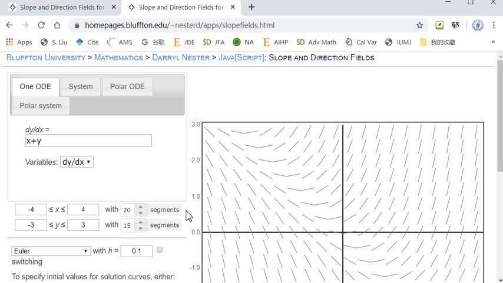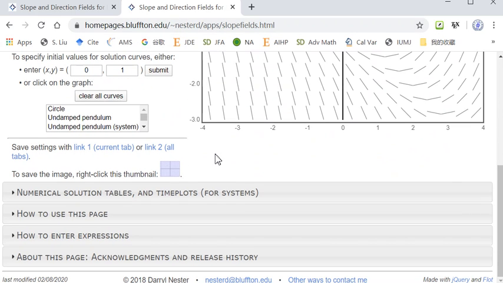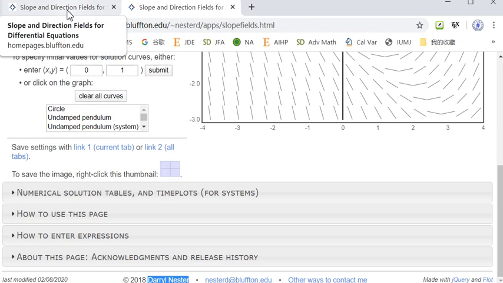This page was constructed by a professor at Bluffton University. His name is Daily Nestor, at the bottom of this page. He is the owner of the web page. Thank him for building this wonderful page for us.